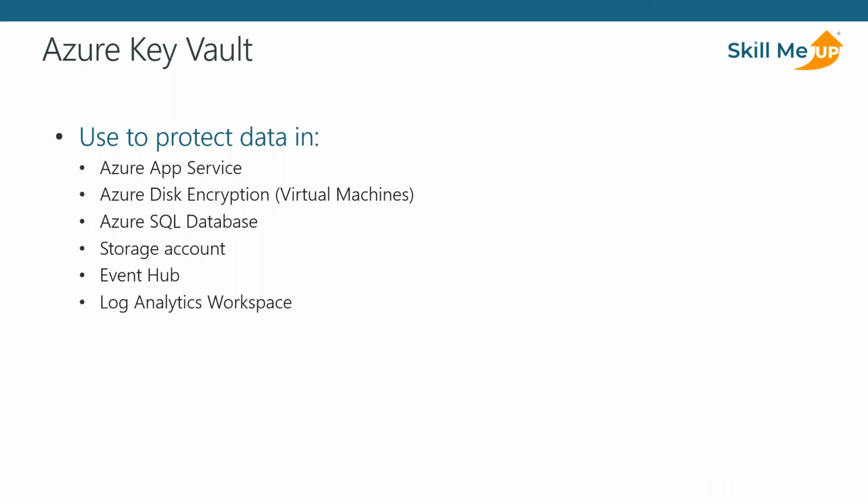I mentioned earlier these different types of data protection services. So Azure Key Vault can be used to encrypt data at rest on those data services. It can also be used to encrypt data in transit for services like Azure App Service. And also it can be used to store connection strings securely in Azure App Service, such as to an Azure SQL.